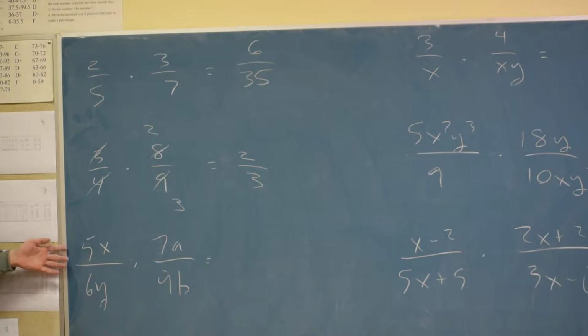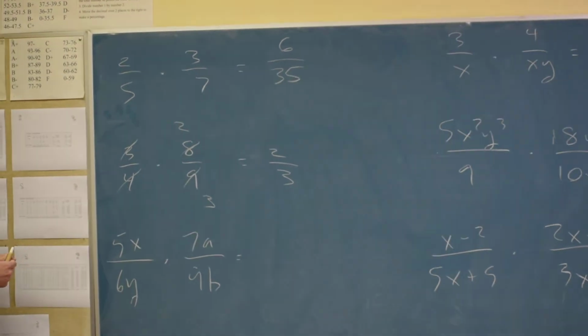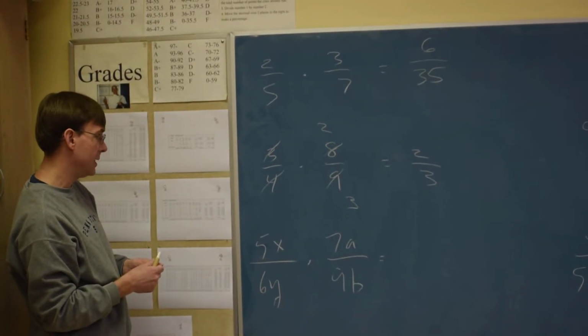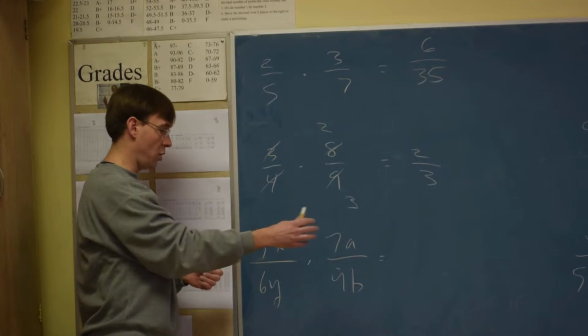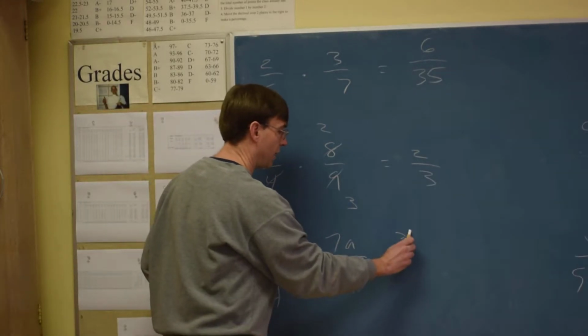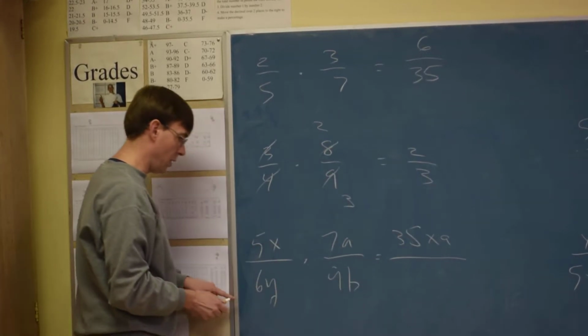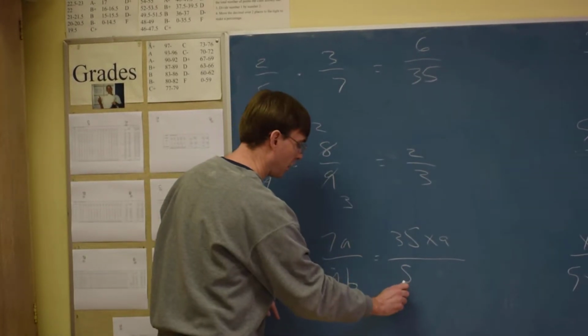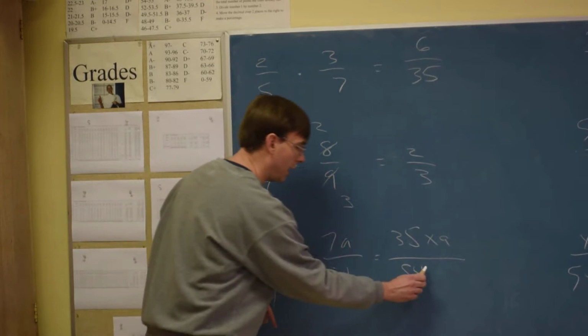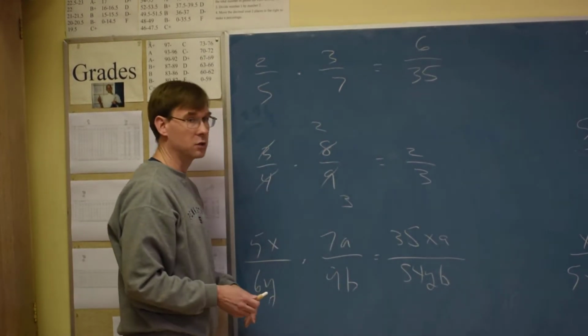This, for the third time, there is no factoring necessary because there's no adding or subtracting. We're just looking for available cancels, and I see none. So then we're looking to just multiply straight across. We get a 35 from the numbers, you get an X, you get an A. On the bottom, there'd be a 54. You get a Y, you get a B. That's all you could really do.